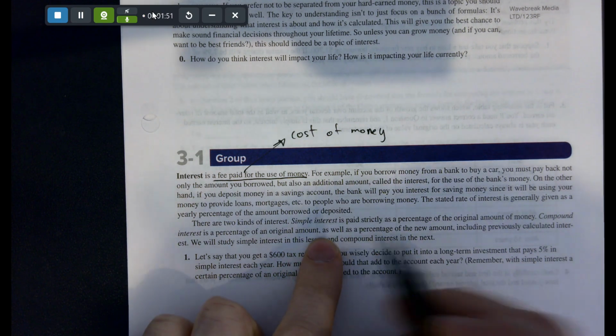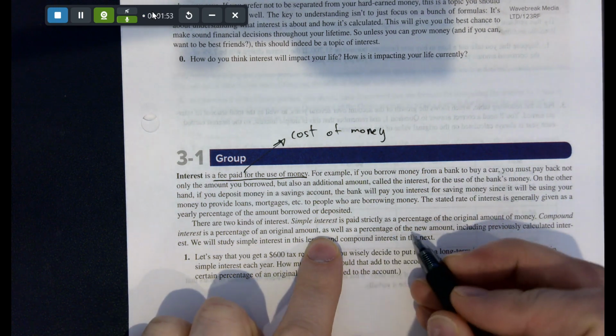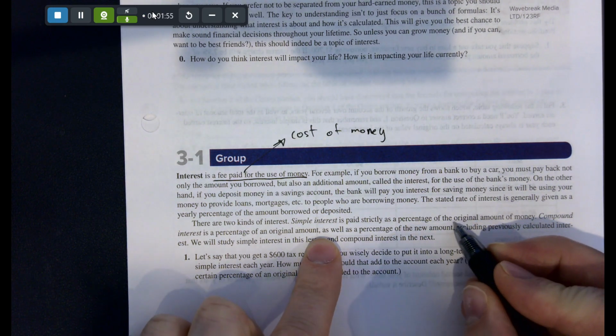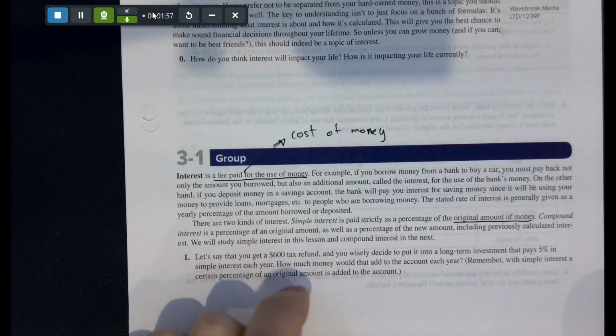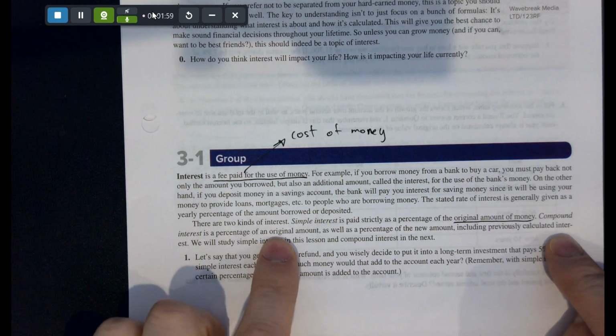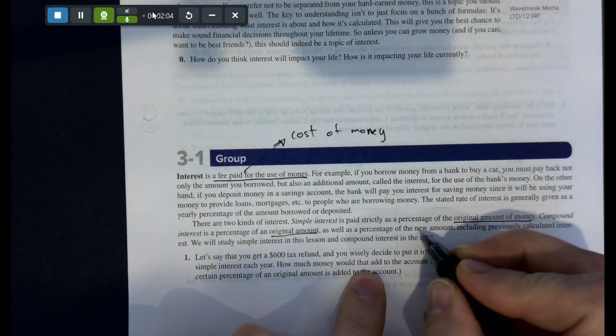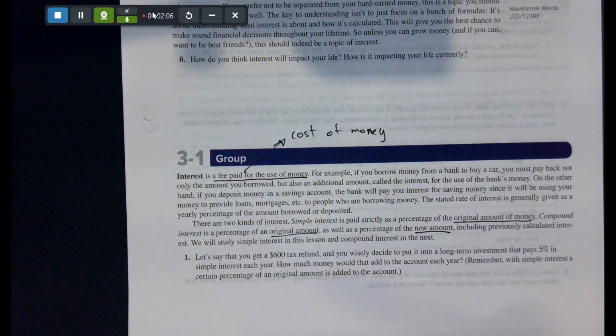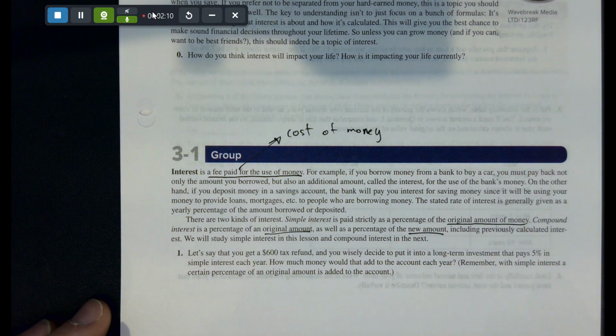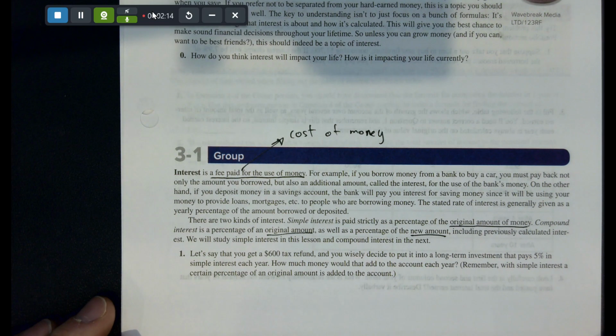So simple interest is an amount of money paid strictly as a percentage of the original amount that is deposited. And then compound interest is paid on the original amount and then on the new amount, meaning you earn interest on interest. Most banks are working on the compound interest. There are very few places where you will see simple interest, but we're going to start with simple interest and work our way to compound interest.